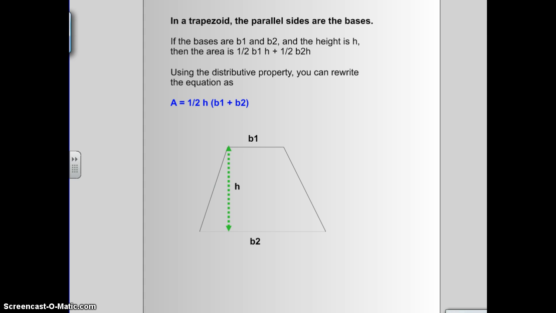And this will make things a lot easier, so you don't have to divide trapezoids into triangles all the time. Although that will always work as well. This is just a shortened version, an easier way to calculate the area of a trapezoid.